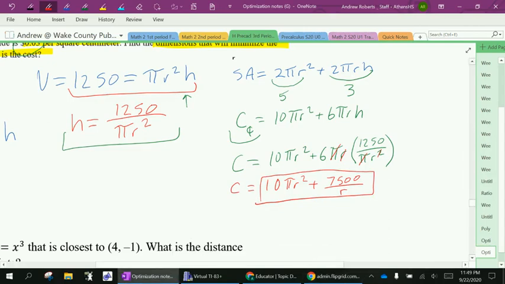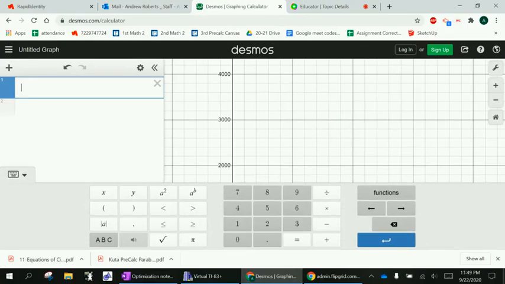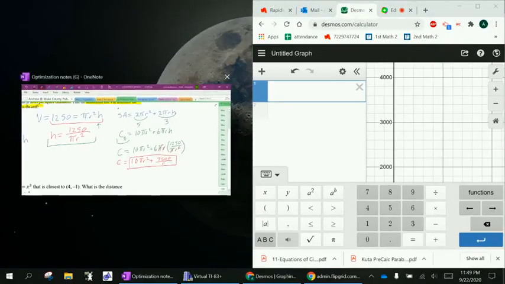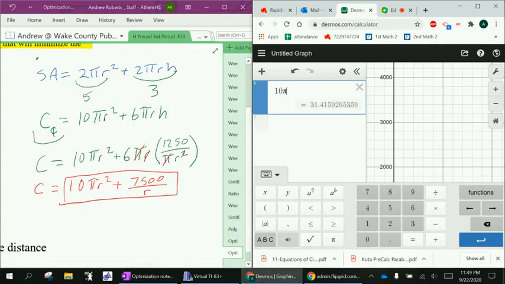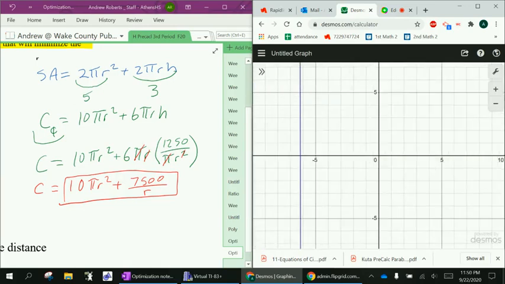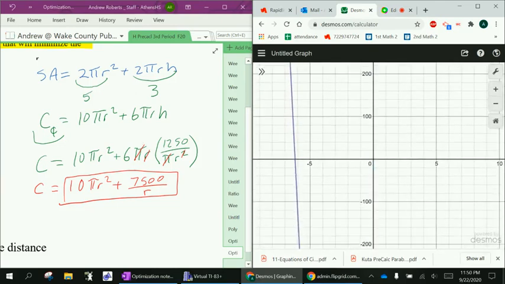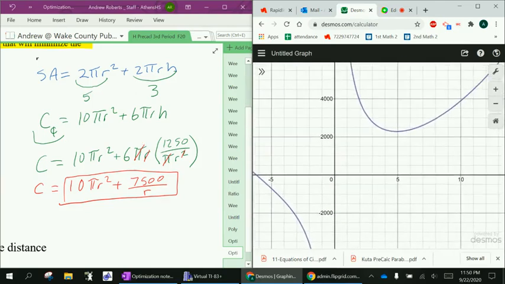So I'm going to go to Desmos and type in that equation. The equation was 10 pi r squared, now using x for r, plus 7,500 divided by r. Now, if you're home and have a touch screen, one trick is to pinch on the y-axis and pull your fingers together. It will shrink just the y-axis, not the x, which makes it easier sometimes to find minimums a little more quickly.